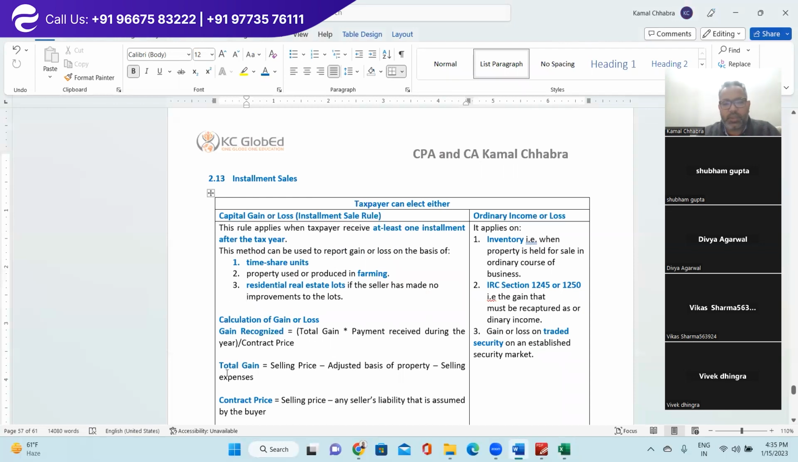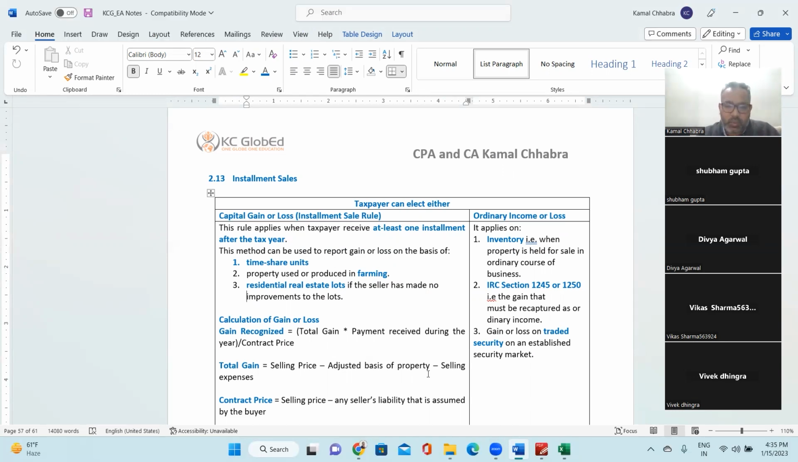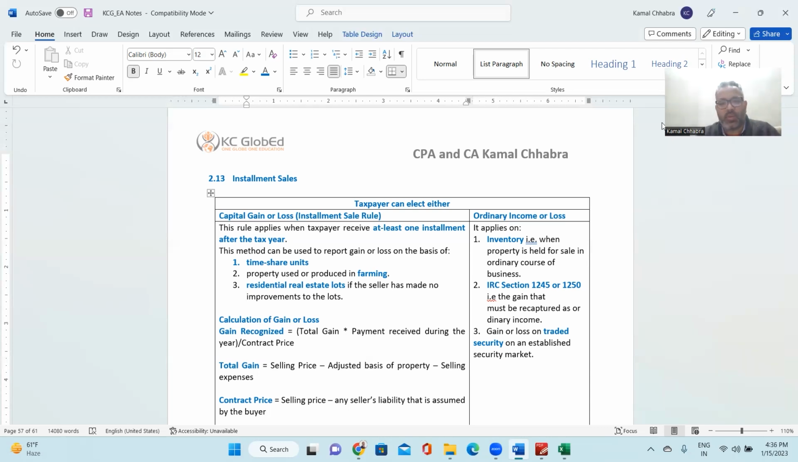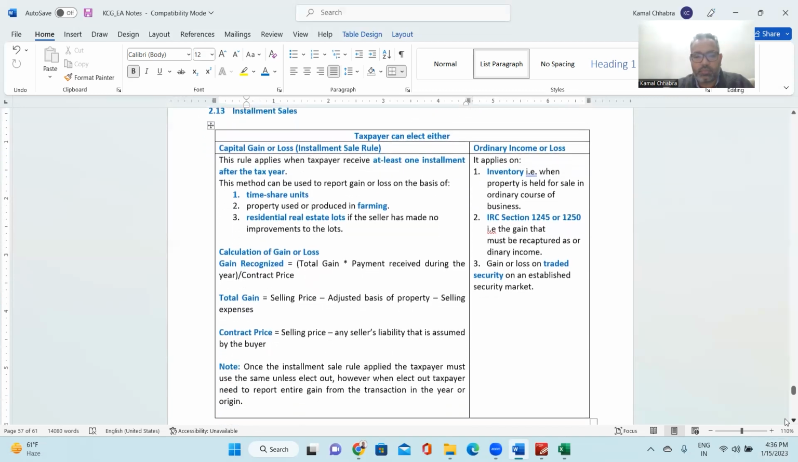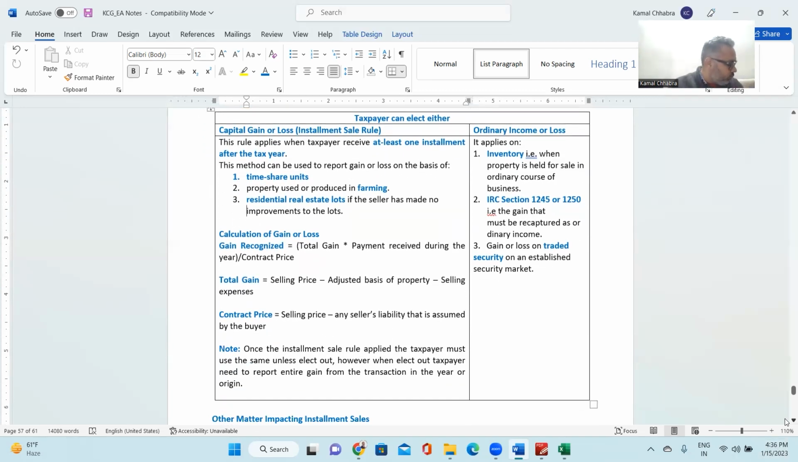Now, if you see here, what is total gain? Selling price minus adjusted basis of property minus selling expense. In this example, there were no selling expenses. So the sales price of 120,000 minus the adjusted basis, which is 100,000. So 20,000 was the total gain, right? And the contract price is the sales price minus any seller's liability that is assumed. There is no liability assumed, so the contract price was 120,000. Make sense? Everyone agree? Yes, sir.